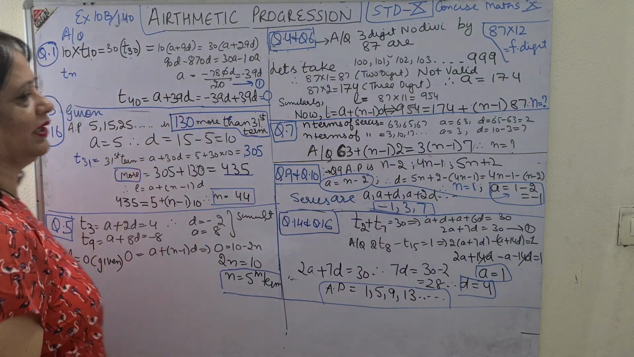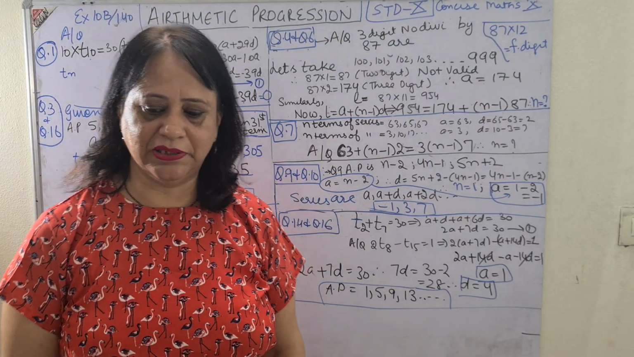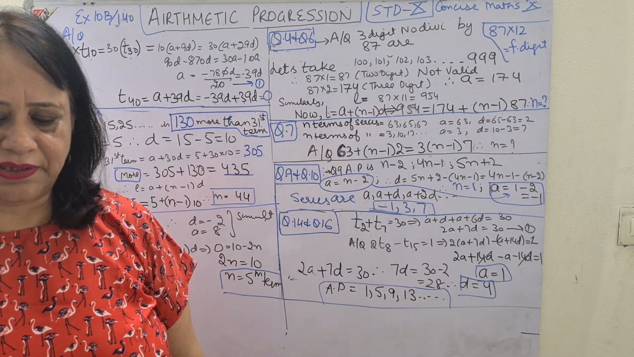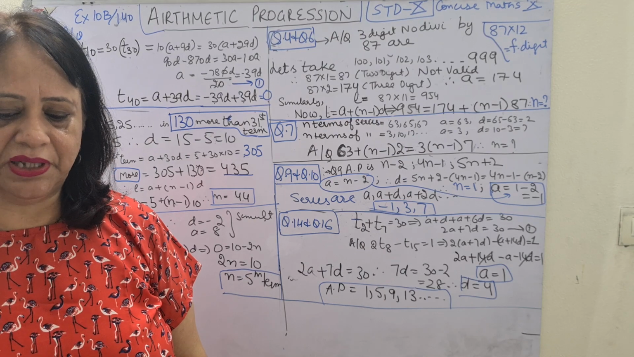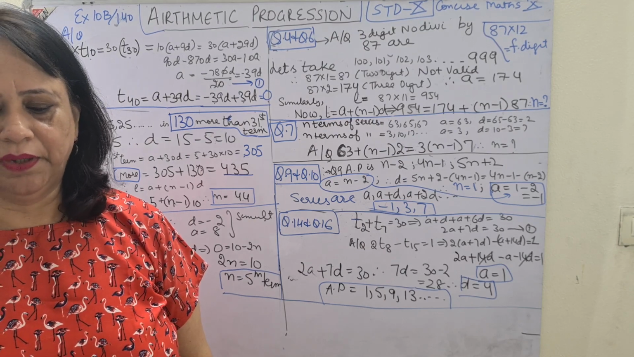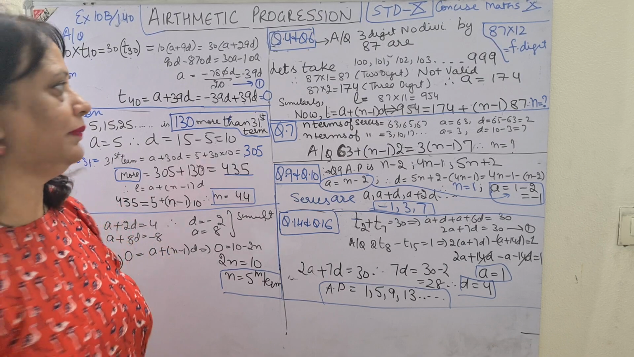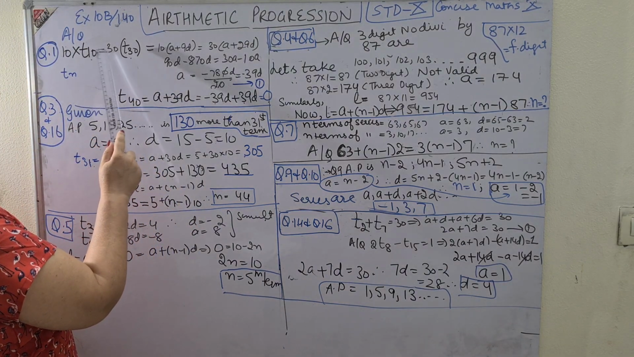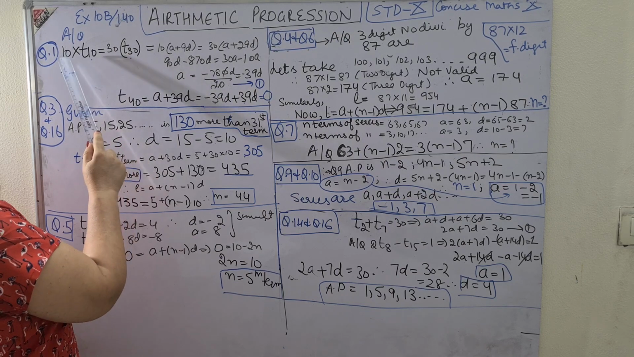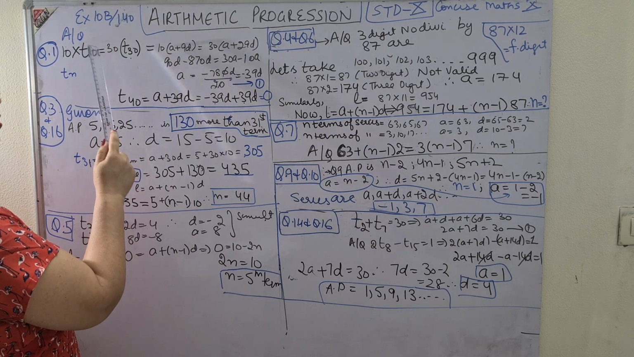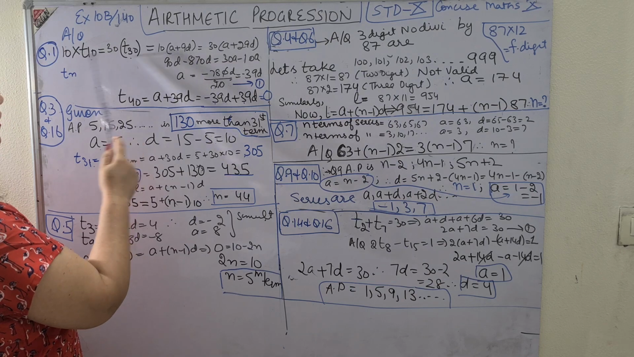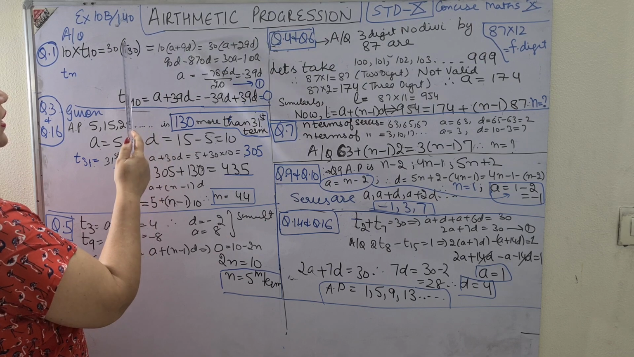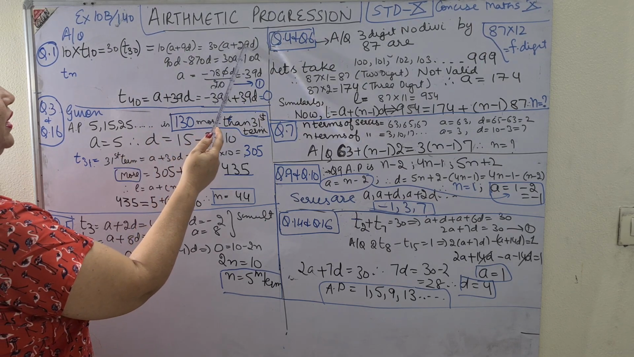So question number 1, it's very simple. I'll go through the exercise. First question: in an AP, 10 times its 10th term is equal to 30 times its 30th term. Find the 40th term. So very simple. In language, 10 into T10 is equal to 30 into T30. Elaborated, T10 can be written as A plus 9D, T30 can be written as A plus 29D.